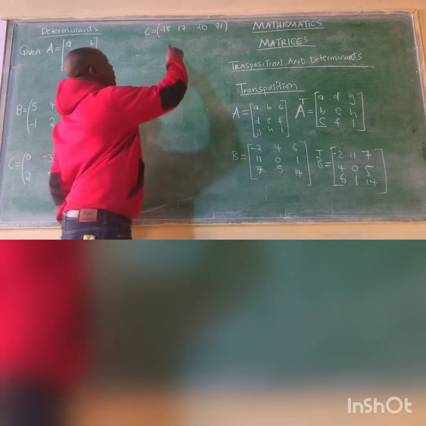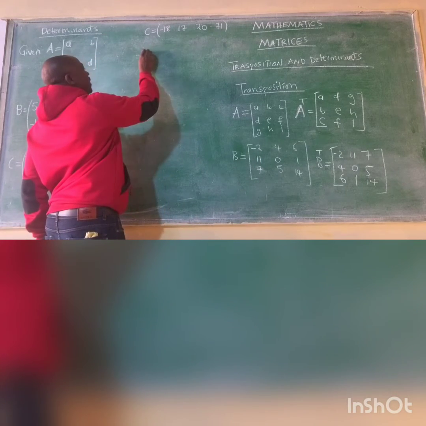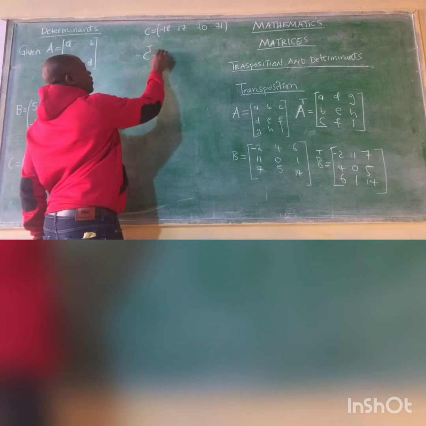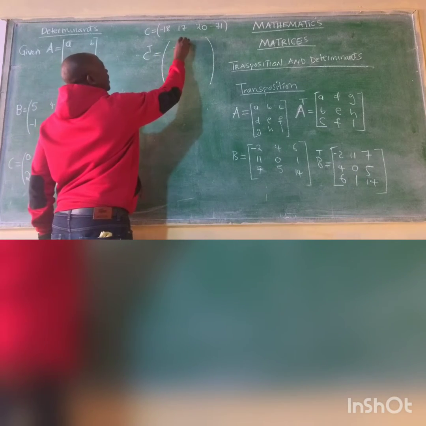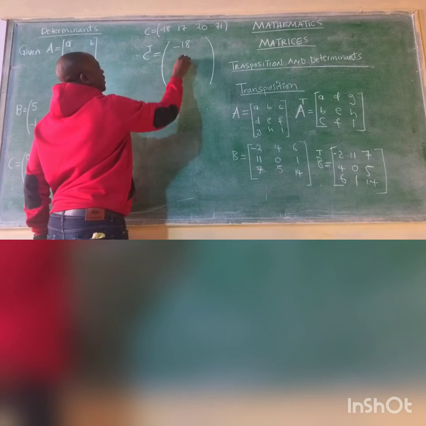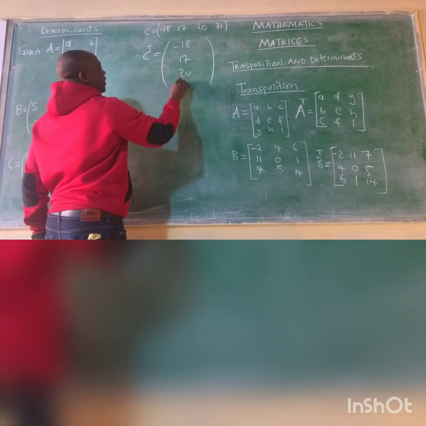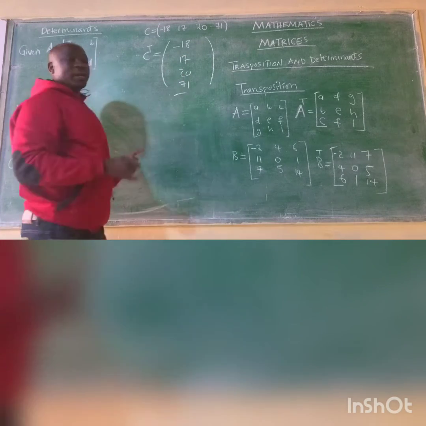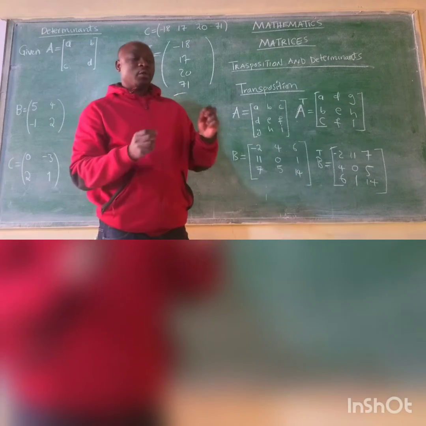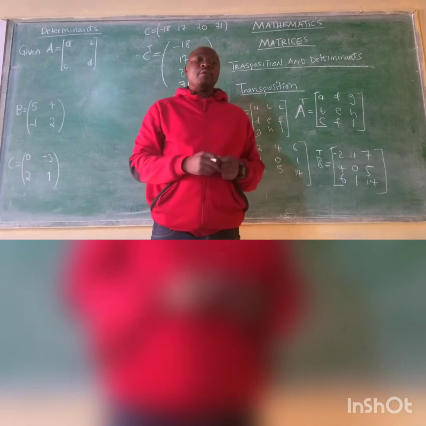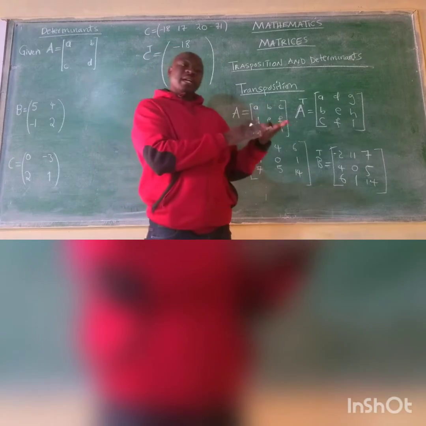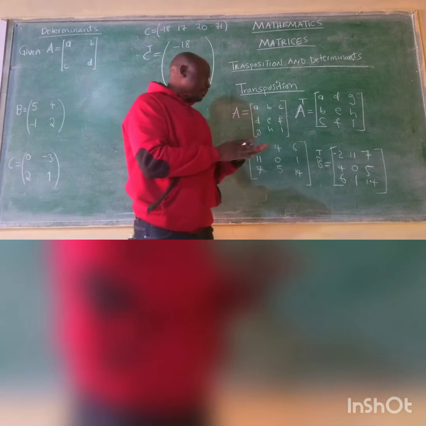Finally, I have this matrix, also matrix C. So the transpose of C will only be -18, 17, 20, and 71. So this is what it means to transpose a matrix. It's only to make the row become column or the column become a row. In this case, you can look at it from one angle like I explained.